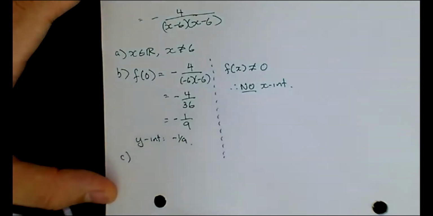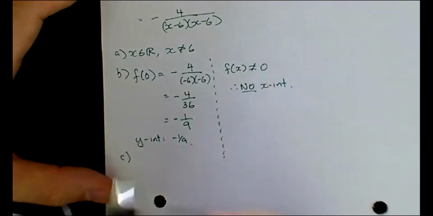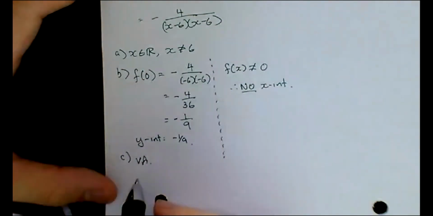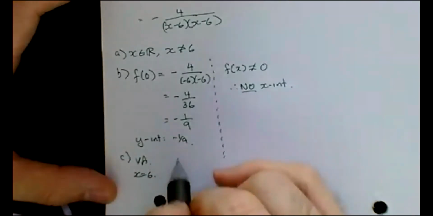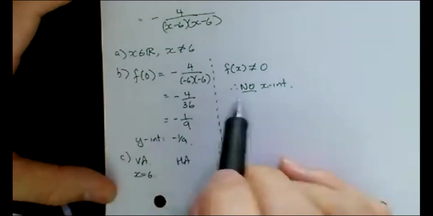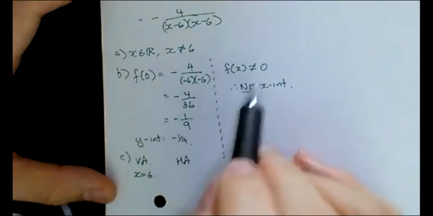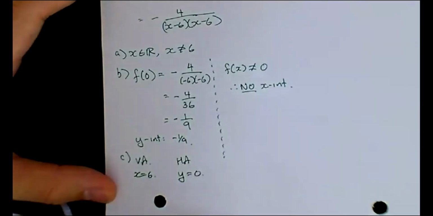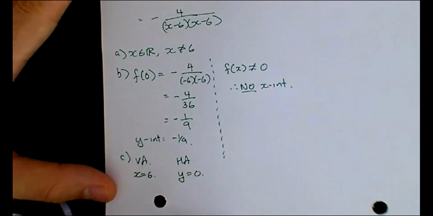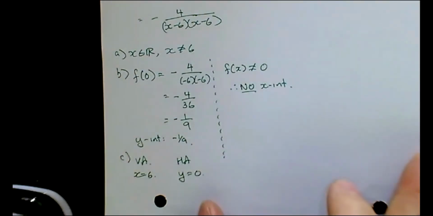Part C, asymptotes. Using what we established in A and B, you have a good idea of what the asymptotes might be. Vertical asymptote is when x is equal to 6, because that's when the denominator equals 0. Horizontal asymptotes, I do know that f of x cannot equal a 0. Therefore, I have a horizontal asymptote there. It's going to get closer and closer to 0, but it'll never equal a 0.